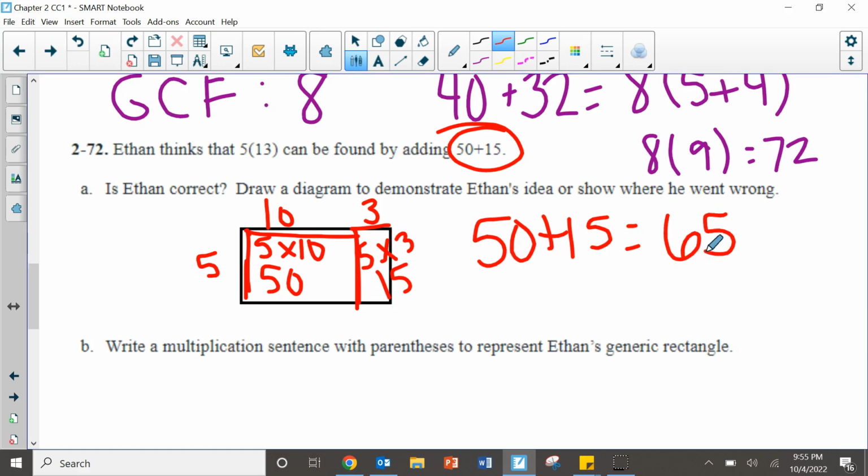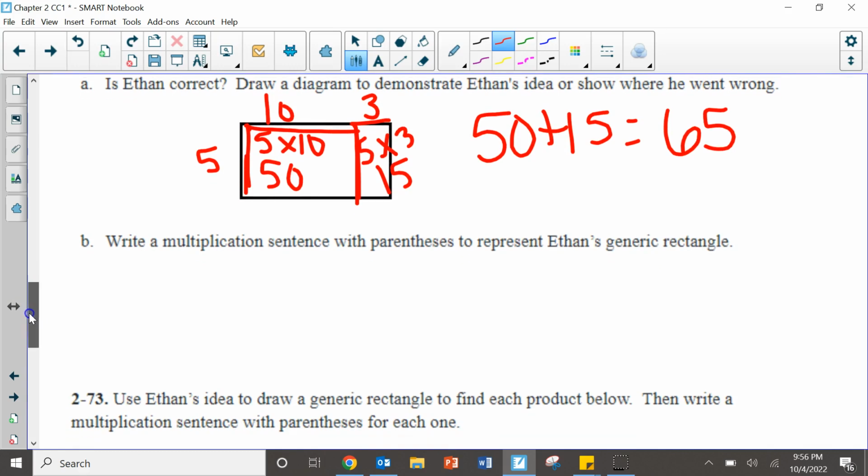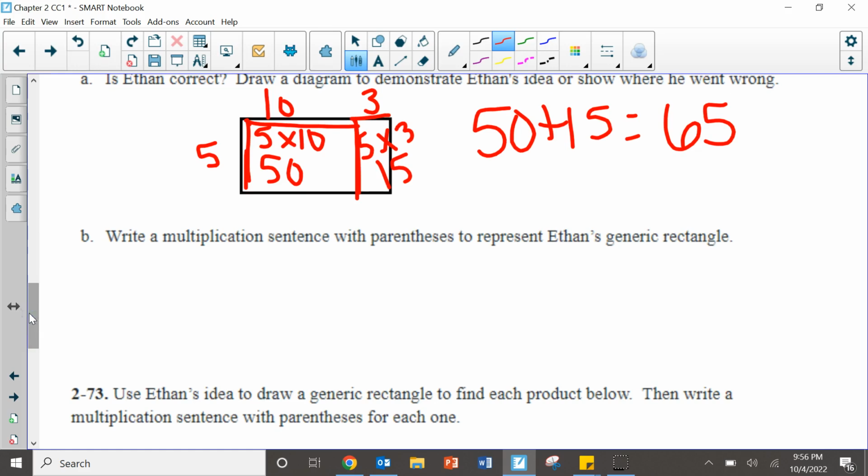Remember, 50 and 15 are called partial products. They are part of our answer, and they are products because we multiplied to find them. All right, if we wanted to write a multiplication sentence with parentheses, we could write what we multiplied when we broke up our numbers. So we did 5 times 10 plus 3.